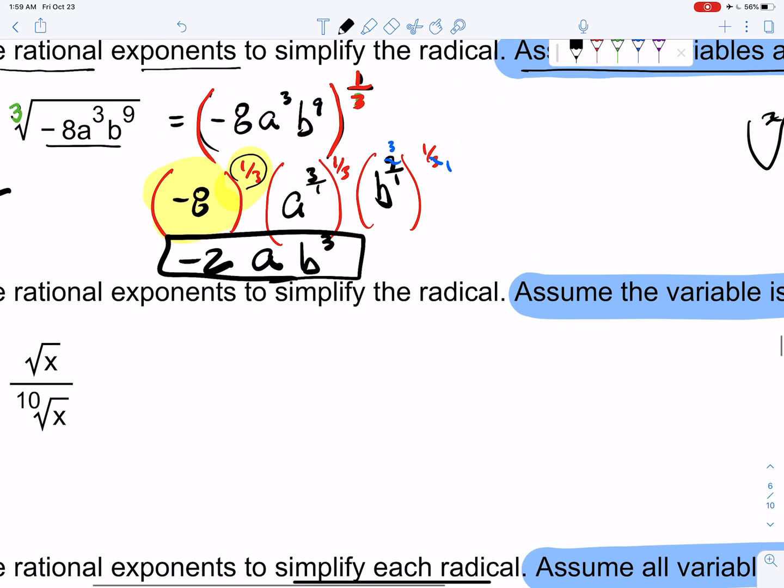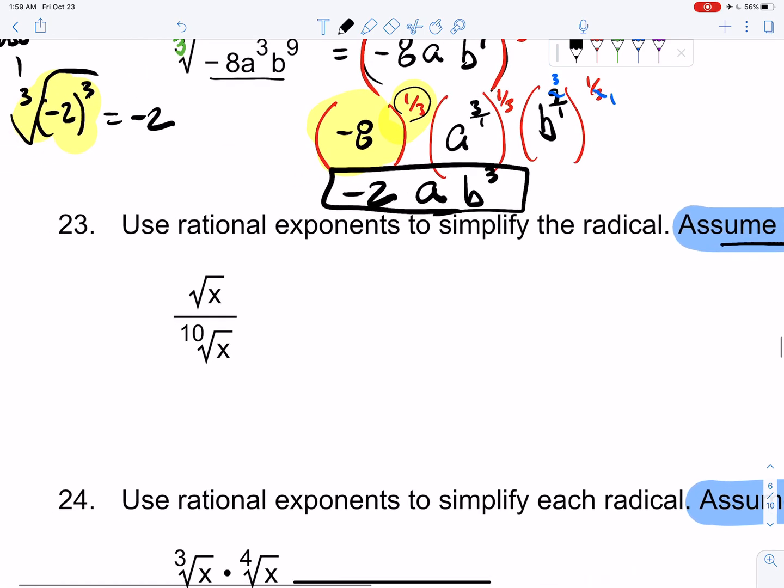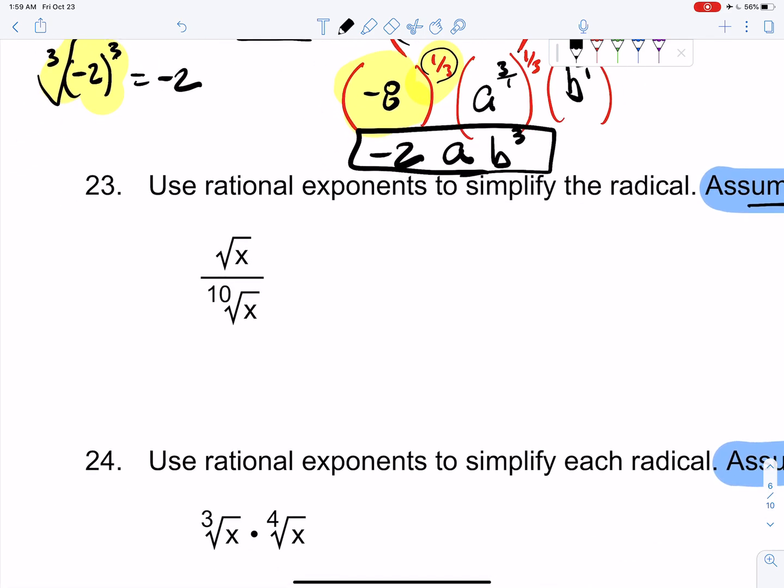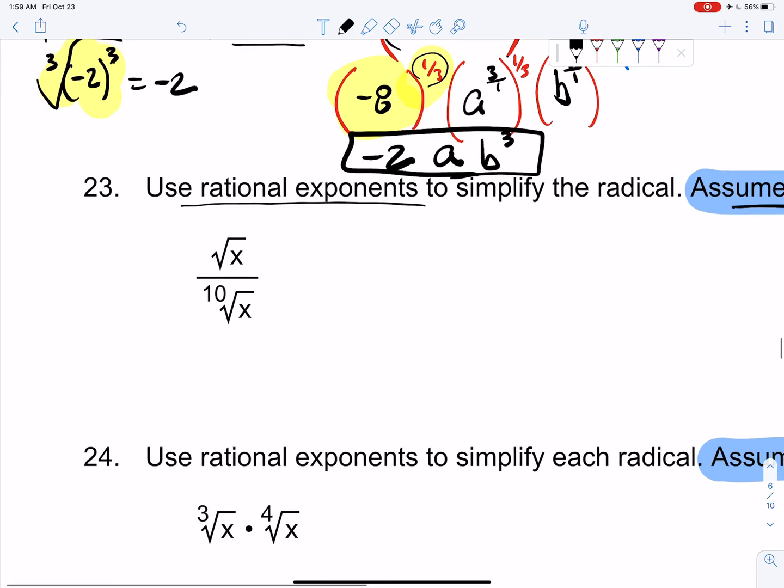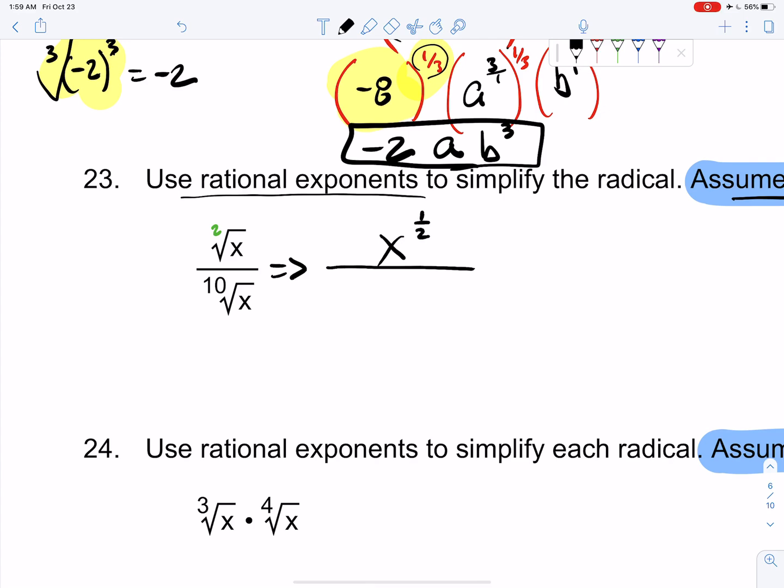Now, still assuming that all variables are positive, that's awesome, we don't have to worry about absolute values. But it says use rational exponents. So why don't we convert this into rational exponents. Now, when you don't see a root index, we know that is a 2. So this is, in fact, x to the 1/2 power. Once again, there's my root index. Where did that 1 come from? Well, right there.